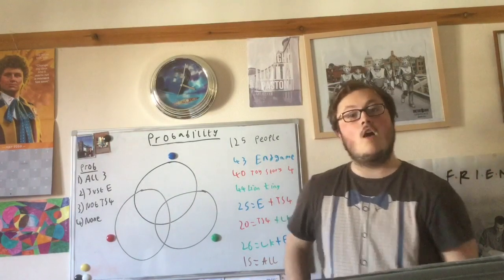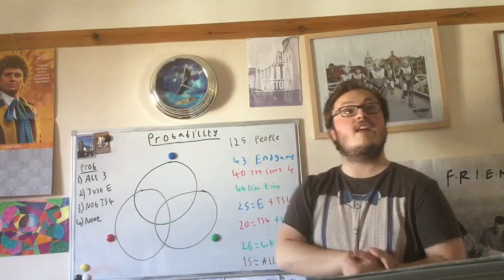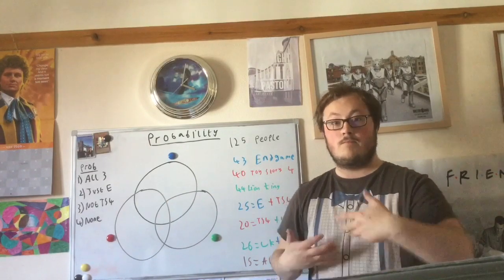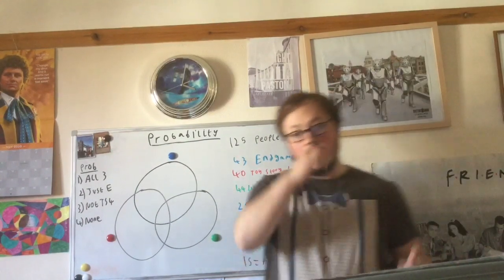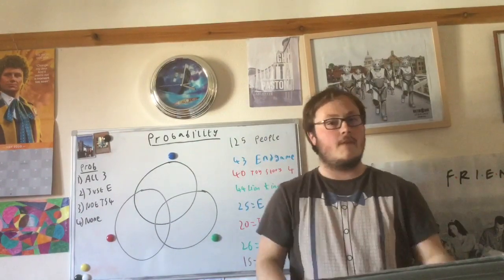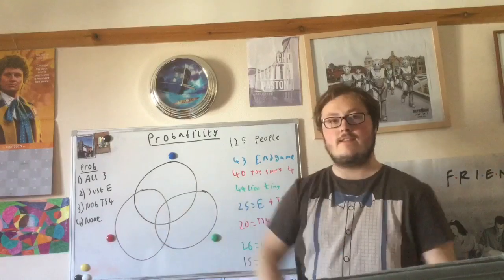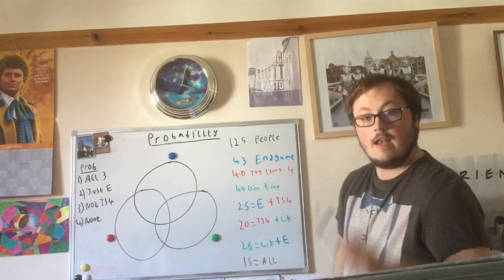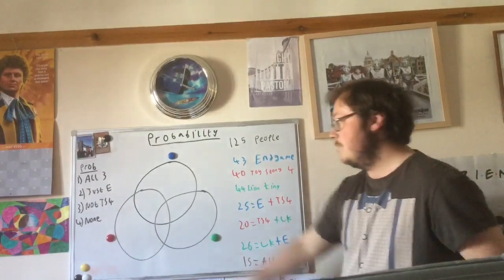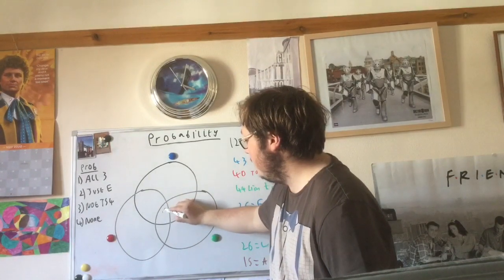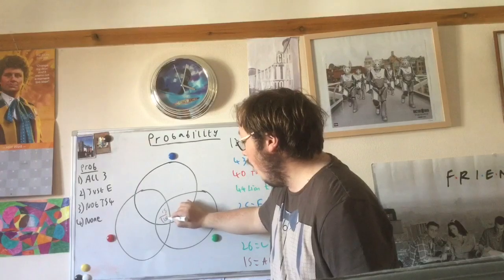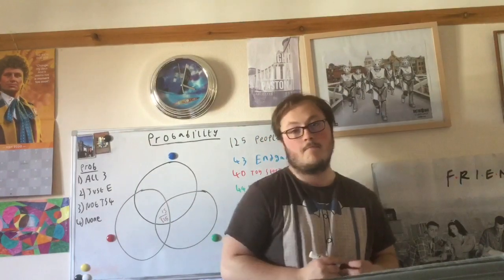Now yesterday I set you the challenge with a three-way Venn diagram to find out the probabilities of certain events occurring with these three films. Now before we find the probability and we do any of that, we need to complete this Venn diagram. Now as I said before, we start in the middle. 15 of these 125 people had seen all of these films.